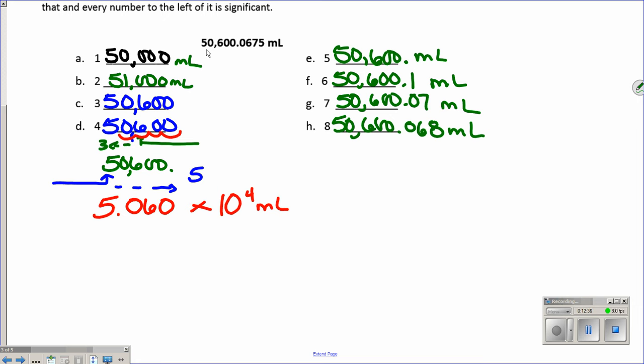Okay, so that is how to determine the number of significant digits that are in a measurement, and also how to round a number using significant digits. The next recording is going to be how to use significant figures when we're using mathematical applications.